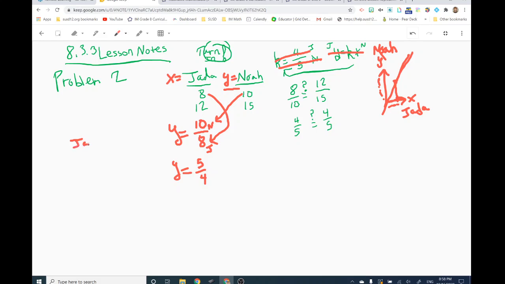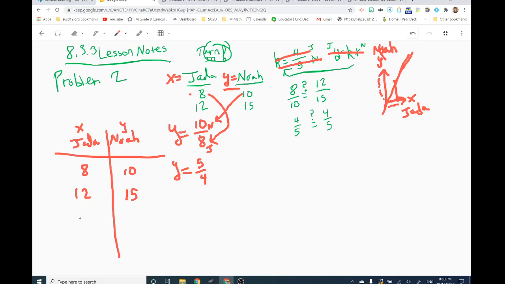The x value is Jada. The y value is Noah. And I think it's a good idea to write down the names as well as the x and y until you're so good at this that you can keep it straight. So we want to just put some data points here. They've already given us some data points. When Jada takes 8 steps, Noah takes 10. When Jada takes 12 steps, Noah takes 15. Now we just need to come up with another data point.